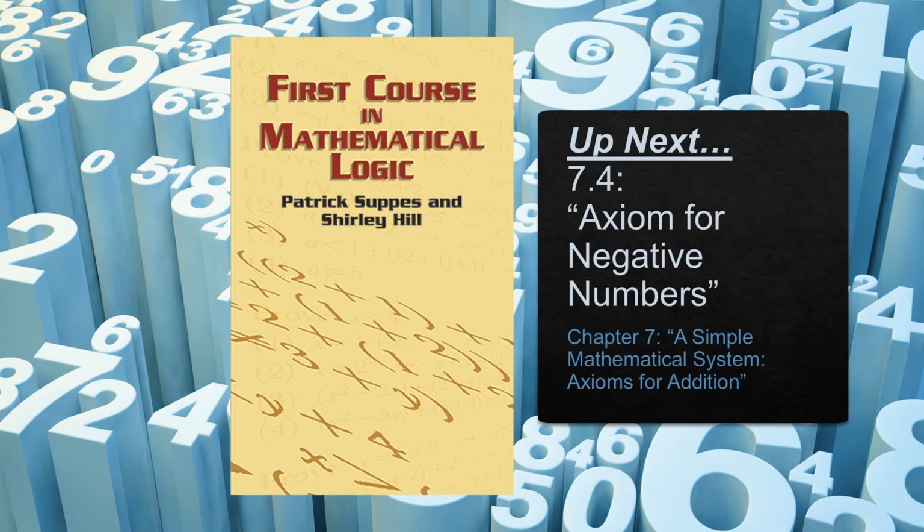It's now a good time to conclude this video. Up next is section 7.4, axiom for negative numbers. This will allow us to have a set of the integers, and that is an infinite set of infinitely many numbers. And with our various axioms, we will then have what's called a group in abstract algebra. In this case, we'll have an abelian group. So that's coming up, section 7.4, and I'll see you then.